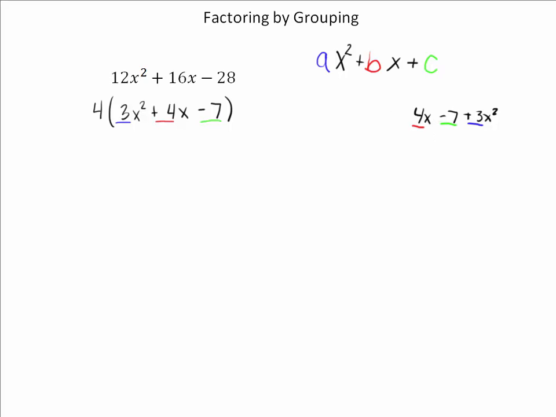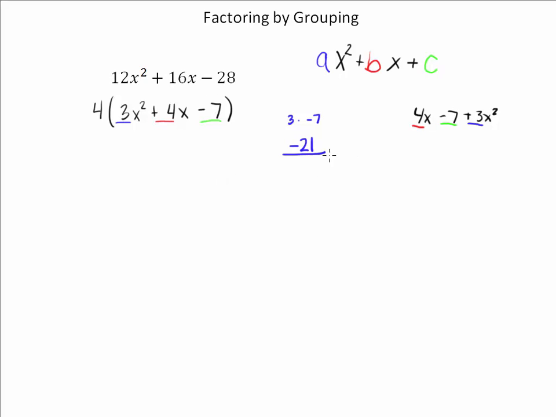Now, the reason why I bring that up is because the very first step I want to take in this problem is I want to multiply together my A value and my C value. So in this case, it's going to be 3 times a negative 7, and that gives me negative 21. Okay, so that's my first step. I want to multiply my A value to my C value.